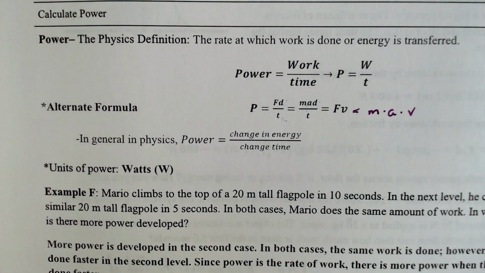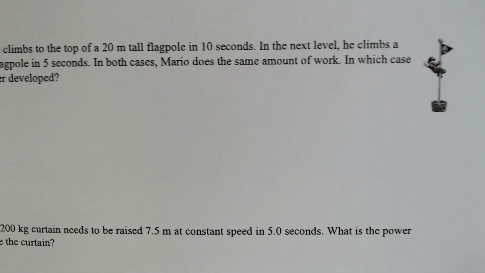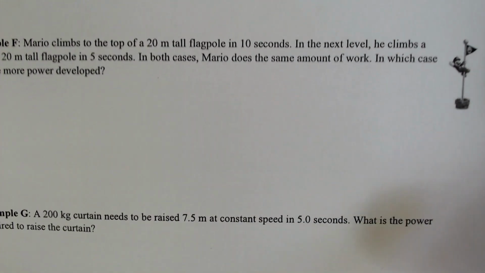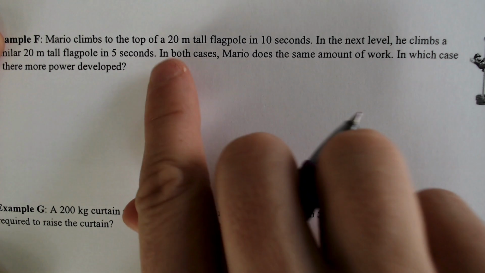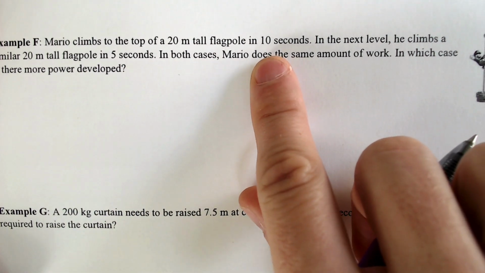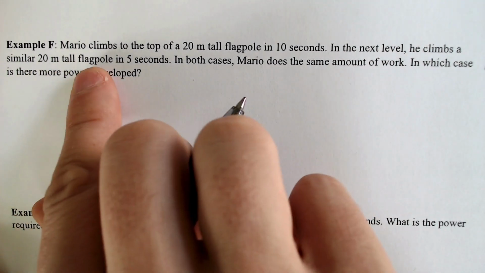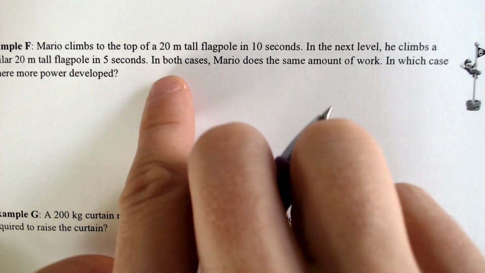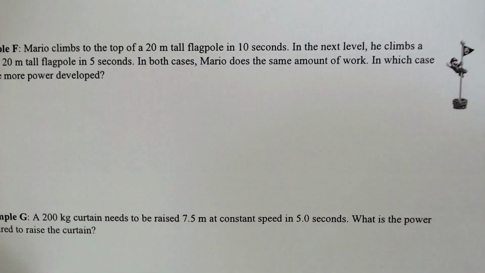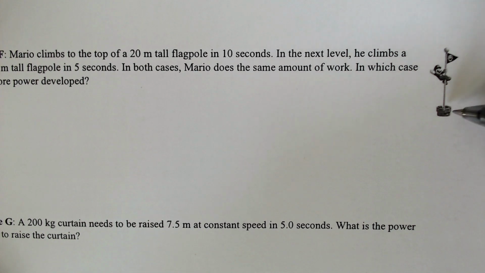Okay? All right, example time. We got Mario. Mario is climbing up this pole. In one scenario, he climbs up a 20-meter pole, and it takes him 10 seconds. In the next level, he decides to climb a similar, not the exact same, 20-meter pole, but it only takes him 5 seconds. In both cases, he does the same amount of work because Mario fought gravity and went up this 20-meter pole. And gravity, because it's an acceleration, will involve force, and therefore work will be done.